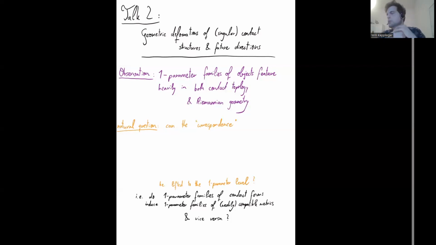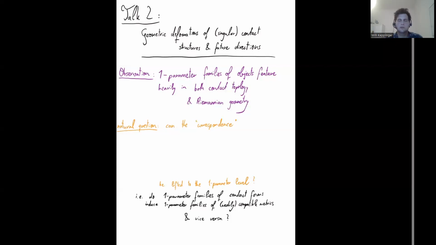Let me start by making an observation that maybe you've made before, which is that one parameter families of objects in contact topology are quite important. If you have a smooth one parameter family of contact structures, then by Gray stability, the contact structures at the endpoints of the family are isotopic. So for all intents and purposes, they're the same.